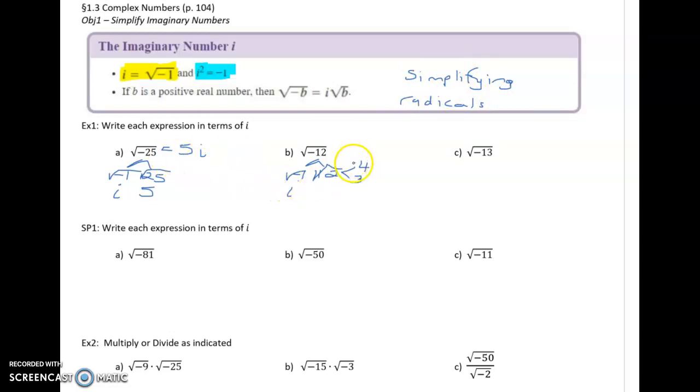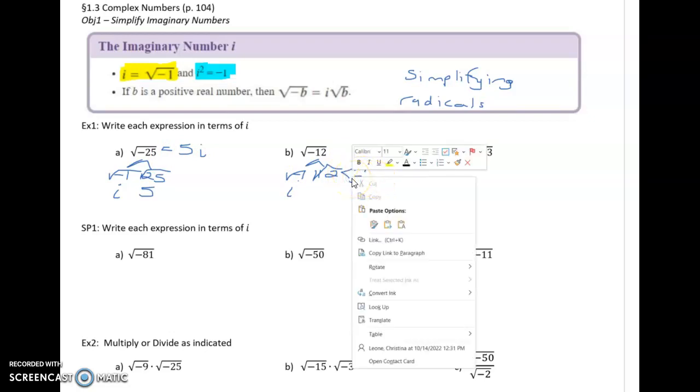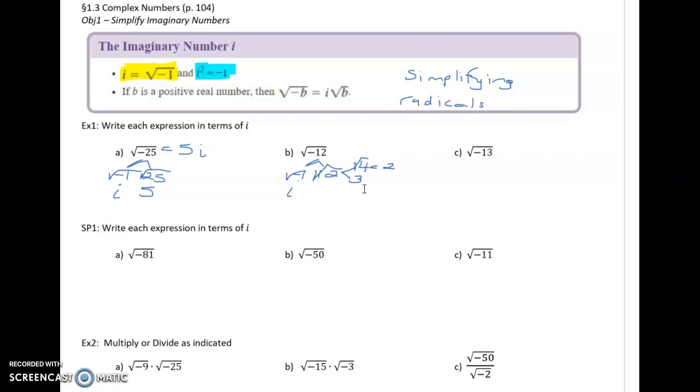Okay, so the square root of 4 is just 2. The square root of 3 is just the square root of 3. It's a decimal that we don't want to work with. So the square root of -12 is 2 from the perfect square 4, i from the negative, and then square root 3 because that's not a whole number, not a perfect square. And that is my answer.